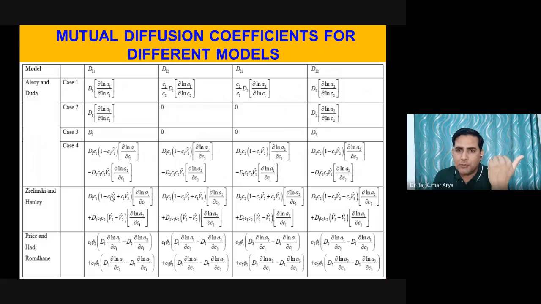Now these are some model equations, just to calculate the diffusion coefficient in polymeric systems. These are some model equations to calculate the main terms, that means the diffusion coefficients D11 or D22, and the cross terms D12 and D21. These models need the activity coefficient. Based on the activity coefficient, volume fraction of the materials and chemical potential, these model equations are derived.